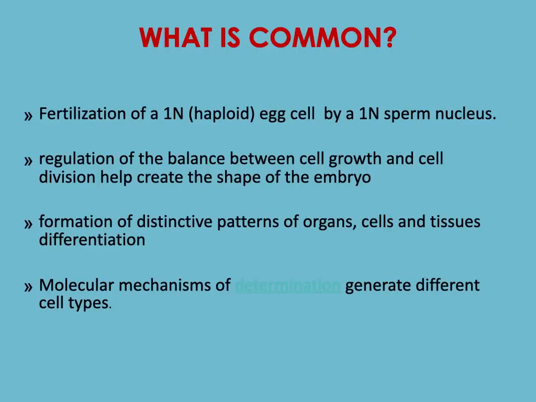So let's look at what plant cells and animal cells have in common. Firstly, the fertilization of a haploid egg cell and a haploid sperm nucleus in plants and animals is similar. Then later on, the diploid cell will start to divide, and regulation of the balance between cell growth and cell division will help create the shape of the embryo. And later on, the formation of distinctive patterns of organ, cell, and tissue differentiation will generate different types of cells suitable for different functions.